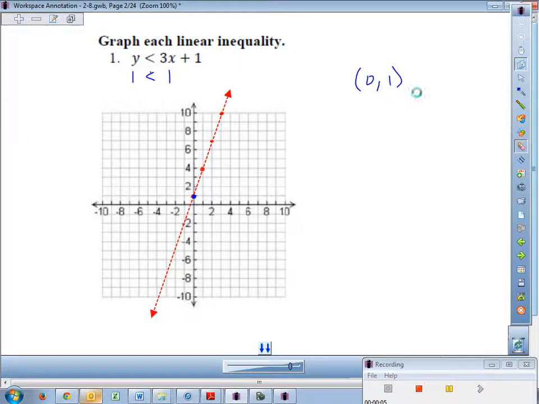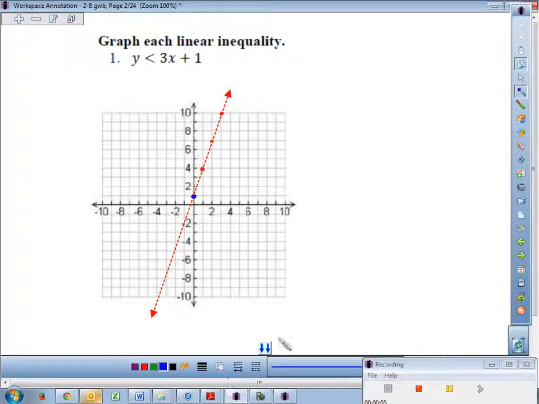So I will show you the test point idea, and then I will show you the shortcut around the test point idea. It says, let's find a point that's not on the line for sure. You don't want to use the line. Let's find a point that's not on the line and test it out. How about 0, 0? Is 0, 0 not on the line? Let's put 0 in for x and 0 in for y and see if it works or it doesn't work. When we put a 0 right there, what's 3 times 0? Add 1 to it. Is 0 less than 1? Yes or no? That means that this point satisfies this inequality.